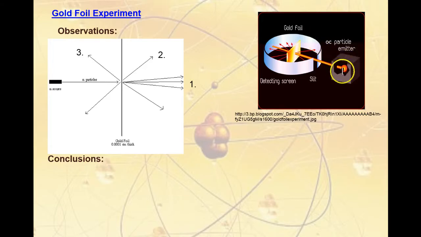Now, in this lead-lined box, he had some radioactive material that released these alpha particles. So, it was an alpha particle emitter. And these particles were shot through a slit so that they were directed in a straight line. So here's what happened. There were 3 observations that were made.